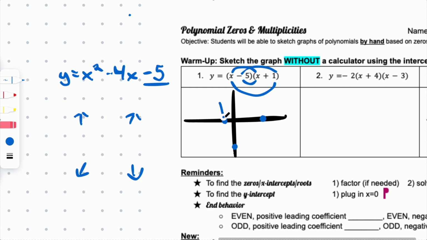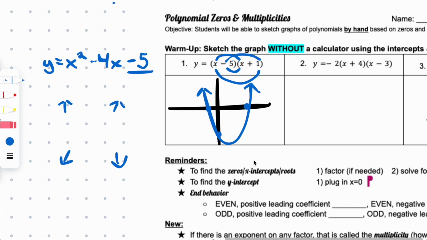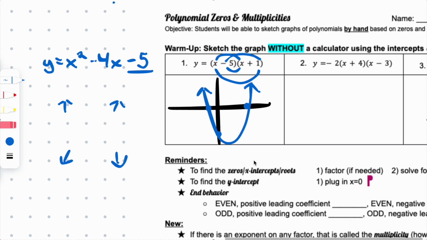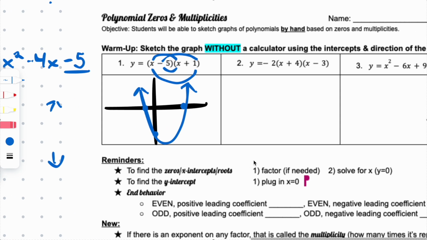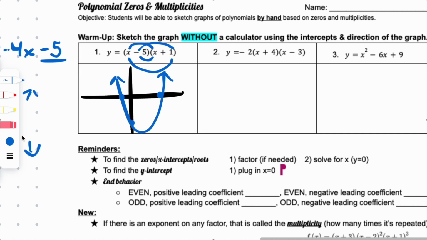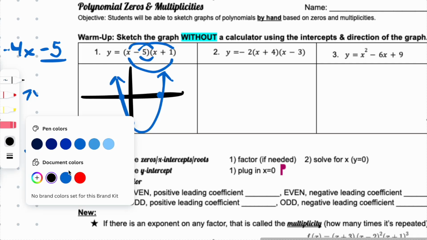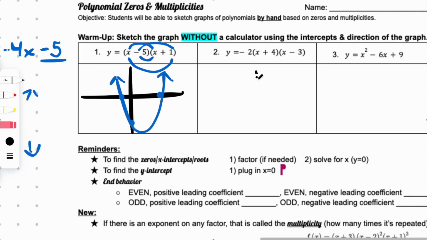If you have any questions on my logic for that, I would go and look at the last video on end behavior. But it's going to look something like that, roughly. We don't need exact values for every single point. We just want to get a rough idea of what it's going to look like, using different strategies to help us get there. Okay, so here, let's graph again.